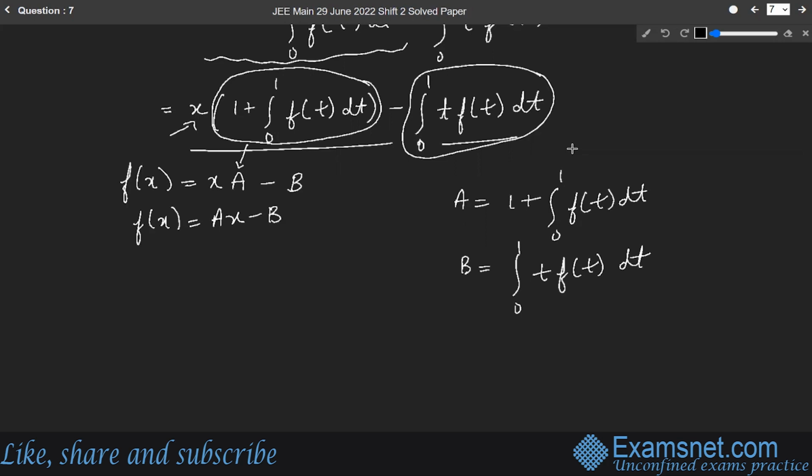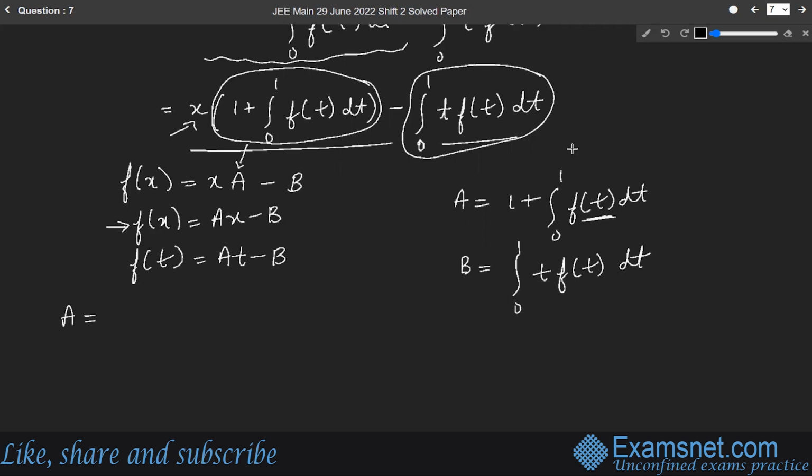Now, if we want to calculate a, we need f of t. So let us find f of t. If we have f of x, then we can easily find f of t. We just have to replace x with t, right? So we have at minus b. This is the value of f of t. Now let us calculate a and b separately.